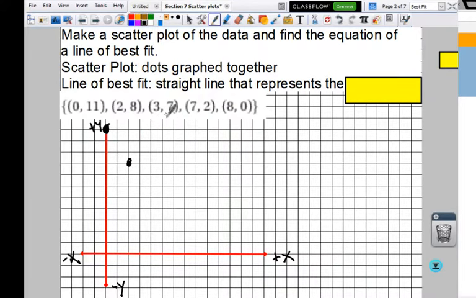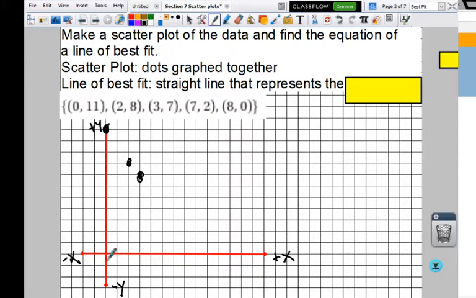Alright, then I have 3, 7. I'm going to start in my middle, go to 3 on positive X. 1, 2, 3. And 7. 1, 2, 3, 4, 5, 6, 7 on my positive Y side. And I've got 2 more. I've got 7, 2, and 8, 0.